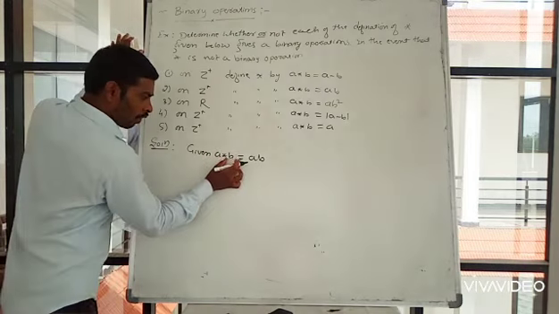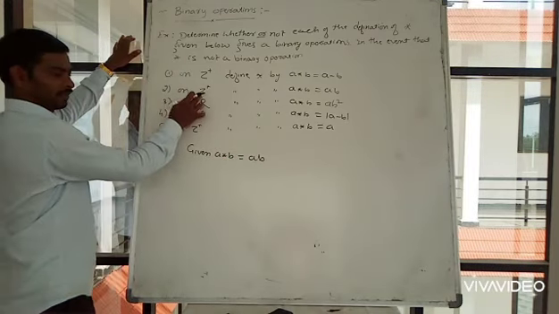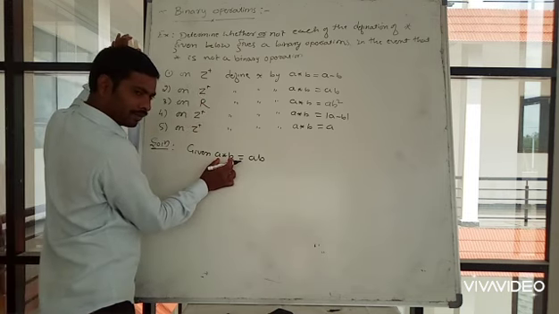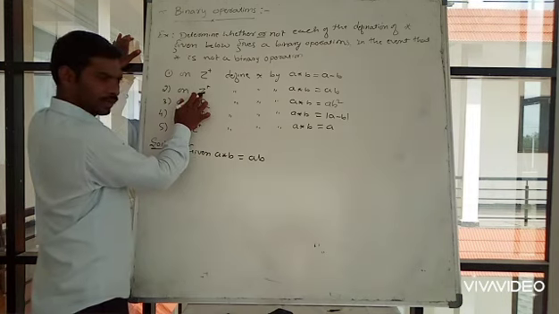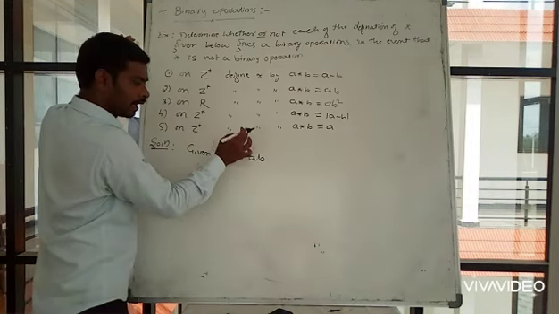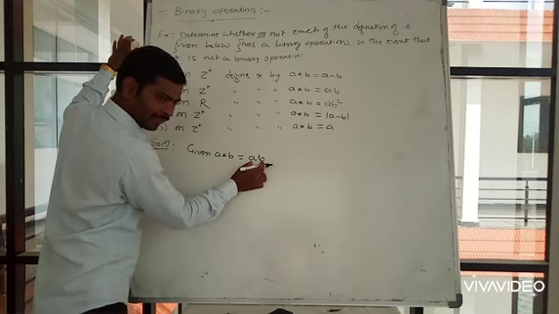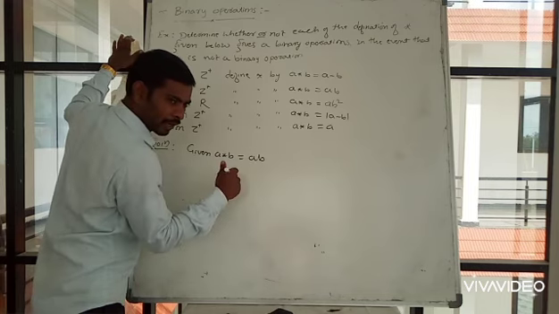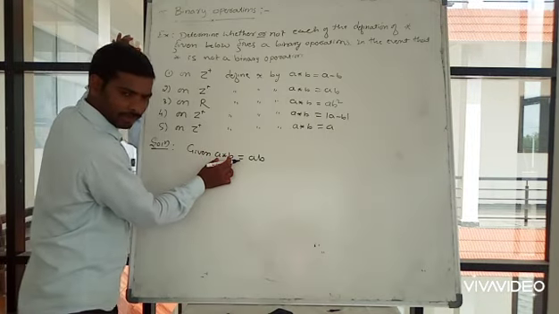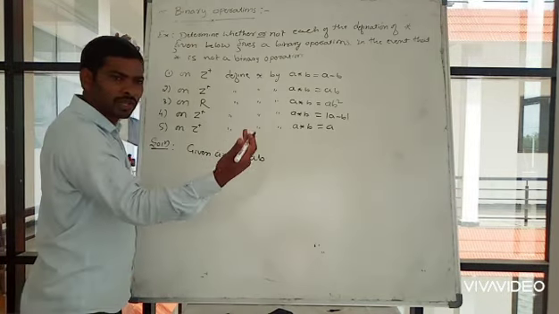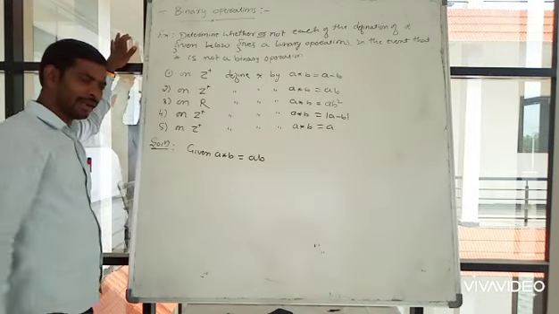The multiplication of two positive integers is a positive integer for each ordered pair A, B of Z plus cross Z plus. Under this operation, star is defined as multiplication. Is the result of all Z plus cross Z plus an element of Z plus or not? If it is an element, then it is binary.